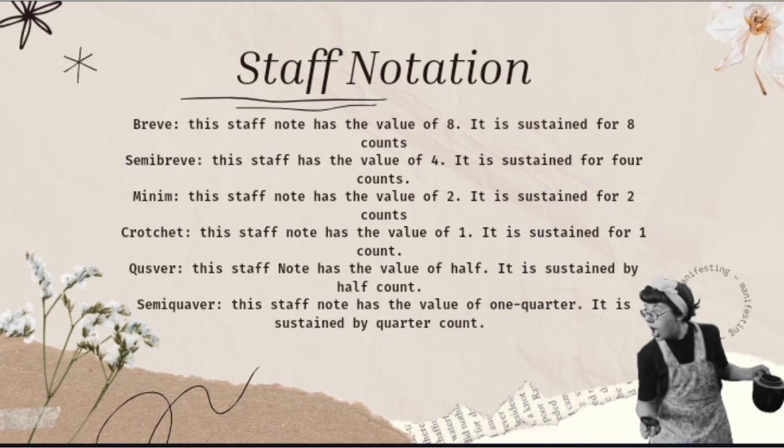Now we have our semi-quaver. This has a value of 1/4 and it's sustained by a quarter count. So 4 semi-quavers make a crotchet. What did I say? 4 semi-quavers make a crotchet.